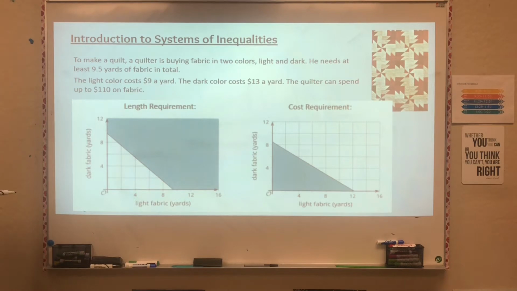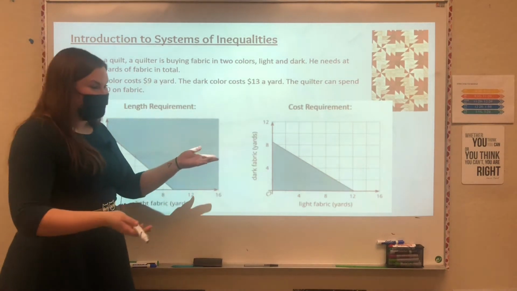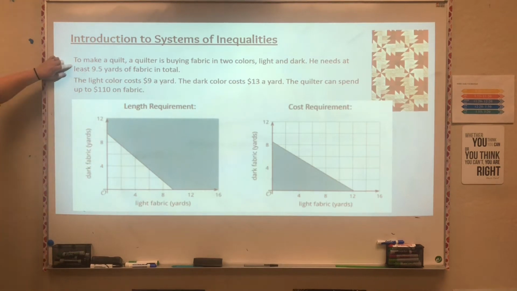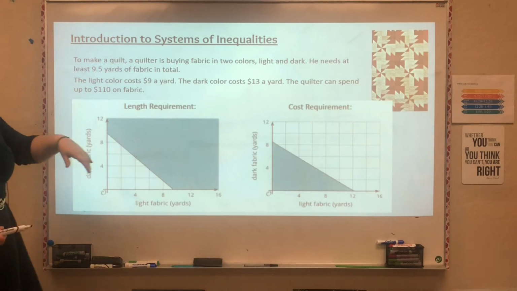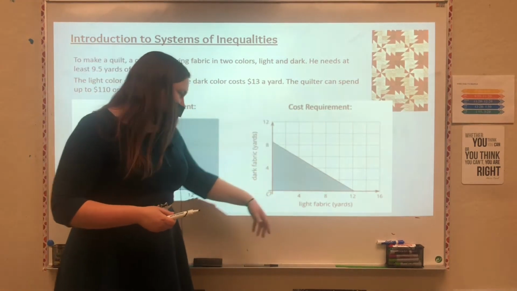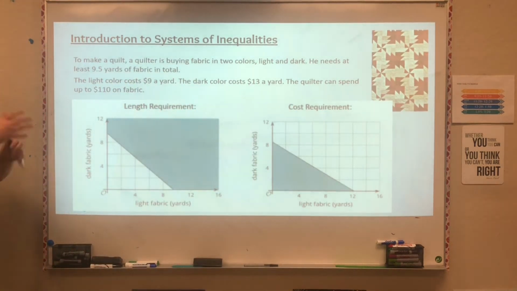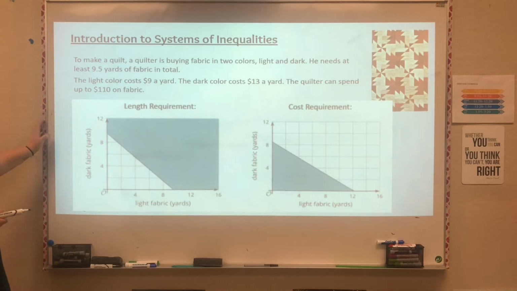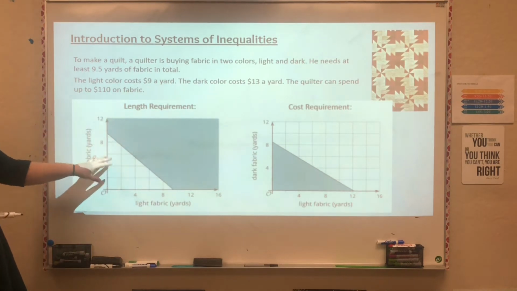Perfect. I've already gone and graphed both of these things for you. This one here is the length requirement. So that was that first part that says he needs at least 9.5 yards in length. And then this other one here is the cost requirement. We've seen graphs of inequalities before. One of the things I notice is it's got this shaded area here. It makes it different from equations. What is this graph telling us?